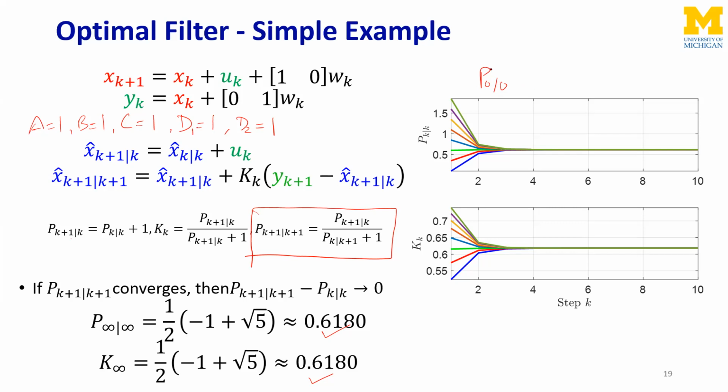General rule of thumb, the larger this P naught naught is, the more aggressive your estimator, your filter, is going to be, and the more quickly you're going to converge. But the quicker you are, the more transients are possible. Anyways, I haven't shown you those examples, but hopefully in homeworks you'll see that.